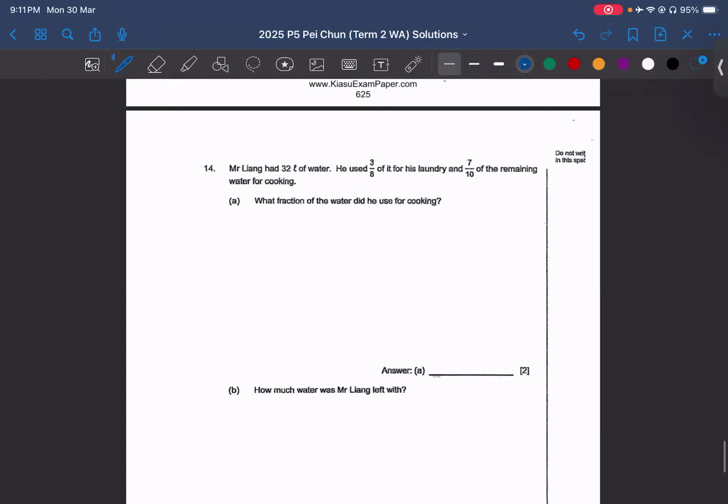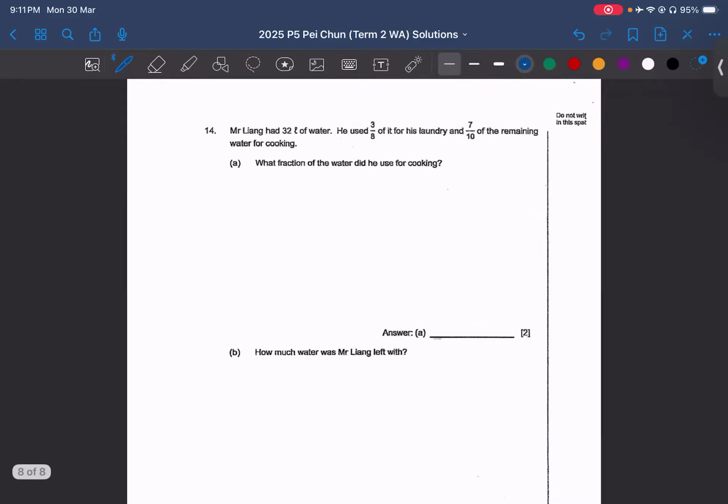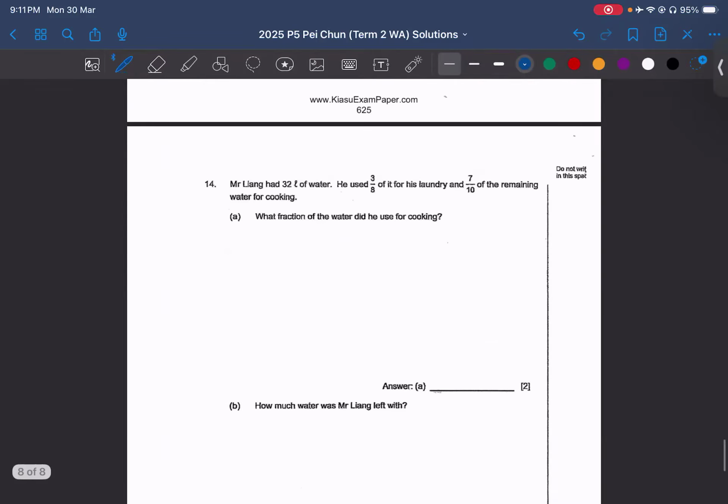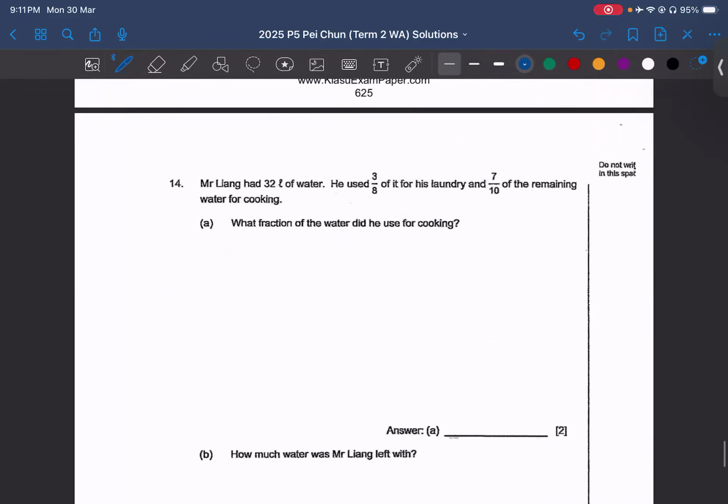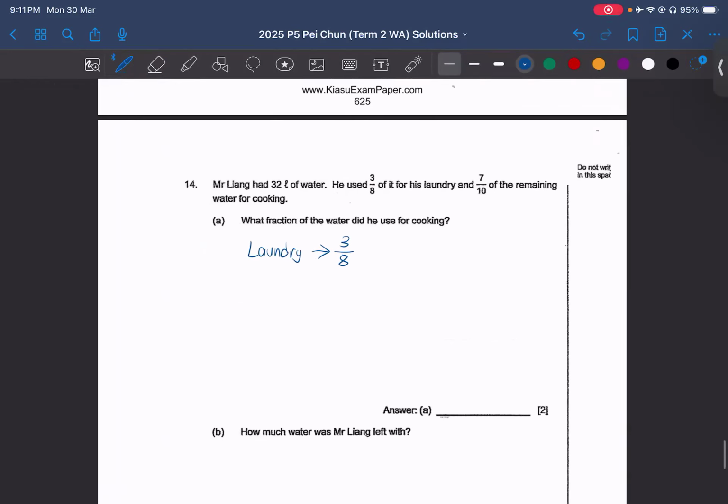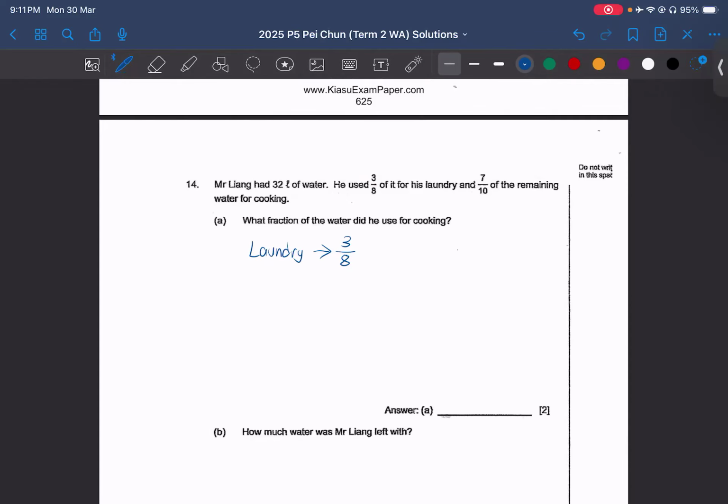Okay, for question 14, Mr. Liang had 32 liters of water. He used 3 out of 8 of it for his laundry and 7 out of 10 of the remaining water for cooking. What fraction of the water did he use for cooking? So first, how much did he use for laundry? His laundry would just be 3 over 8. This is the fraction he used for laundry.